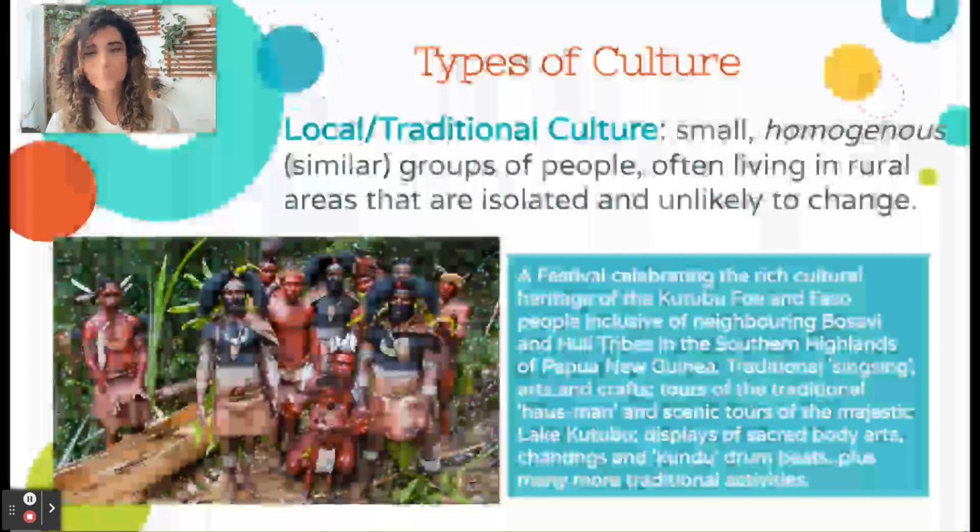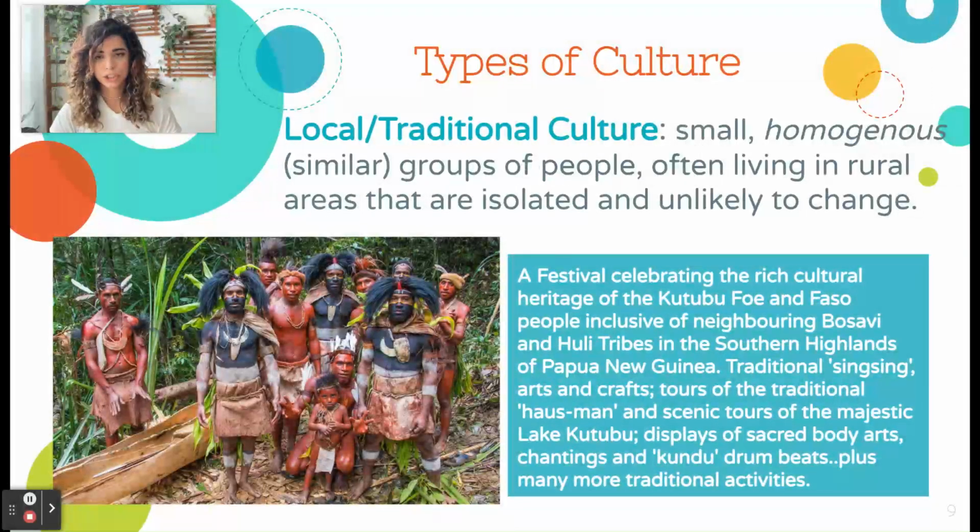So moving on. We have two types of culture. The first one we're going to talk about is local or traditional culture, sometimes also called folk culture. This type of culture is considered small, homogenous groups of people. So, not large in number. Homogenous meaning that they come from the same background, they come from the same place, they have similar characteristics. These are not diverse groups of people.